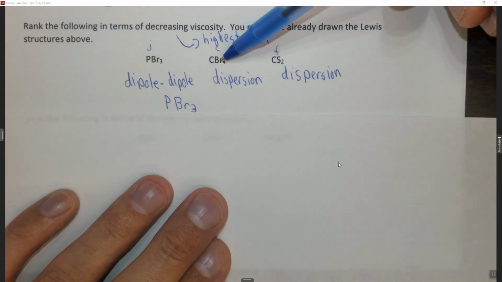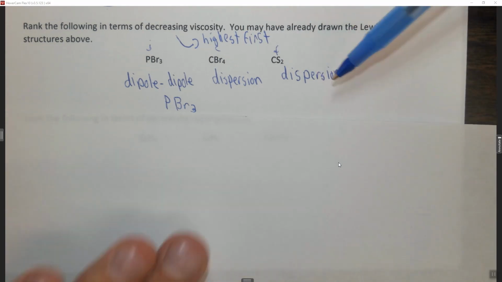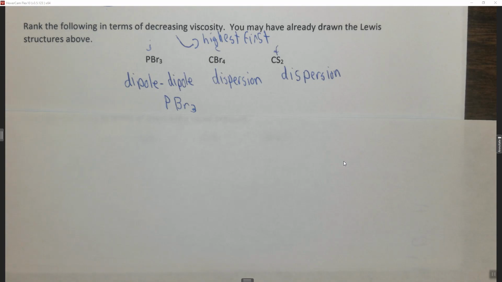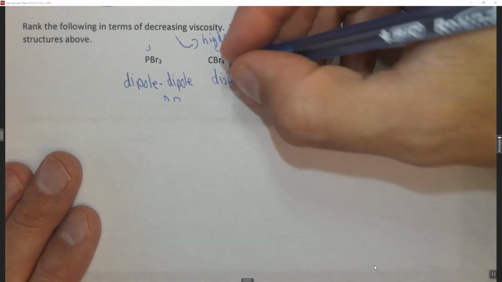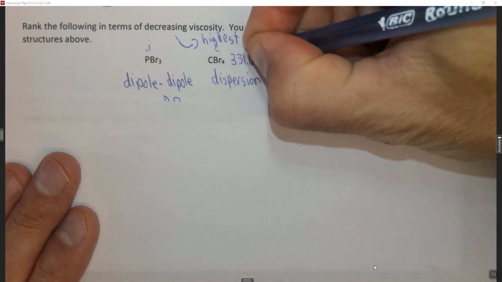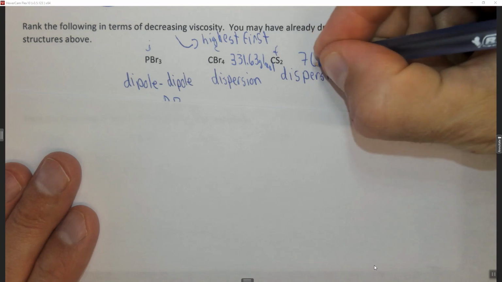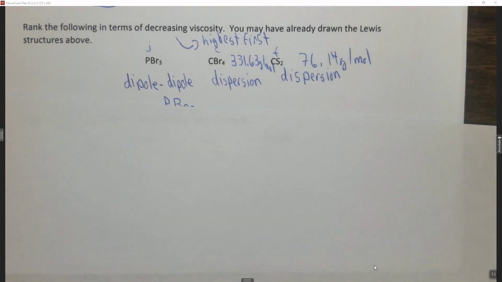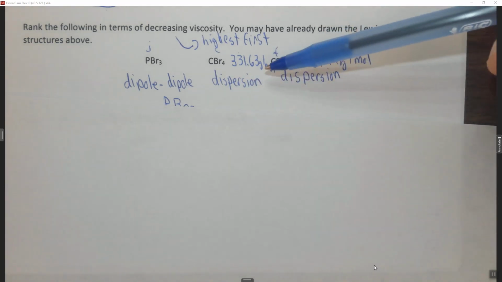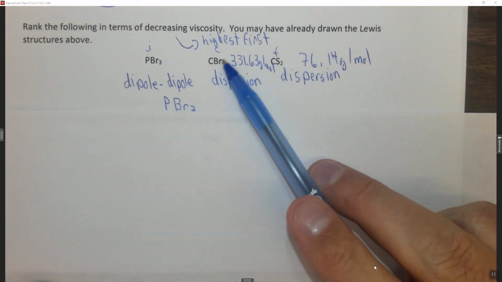Now, if we look at CBr4 versus CS2, they both have dispersion forces. So in that case, we're going to want to go by molar mass. So CBr4 has a molar mass of 331.63 grams per mole. CS2 has a molar mass of 76.14 grams per mole. Now, I will note the molar mass doesn't always work, but when they're this different, it's going to work. So in this case, the one with the higher viscosity is the larger molecule.